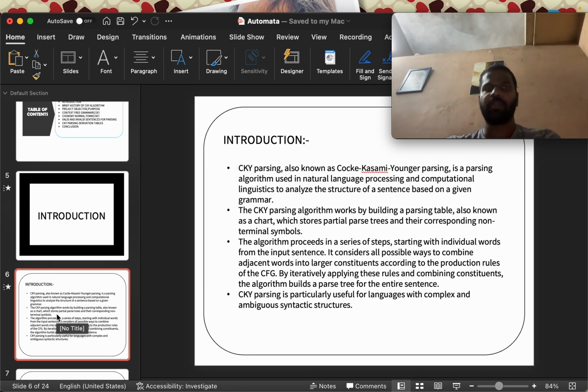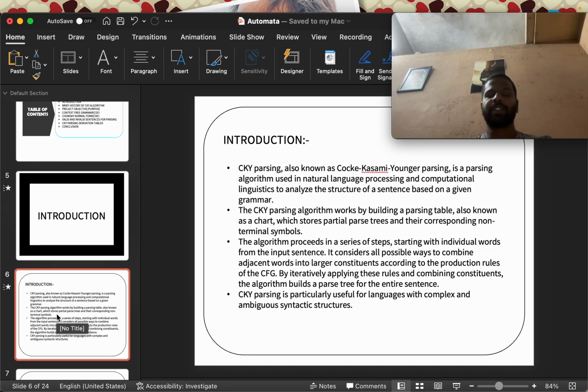CKY parsing. What is CKY parsing? CKY parsing, also known as Cocke-Younger-Kasami parsing, is a parsing algorithm used in natural language processing and computational linguistics to analyze the structure of a sentence based on a given grammar. It is a bottom up parsing algorithm that determines the syntactic structure of a sentence using context free grammars, CFGs. The CKY parsing algorithm works by building a parsing table, also known as a chart, which stores partial parse trees and their corresponding non terminal symbols.